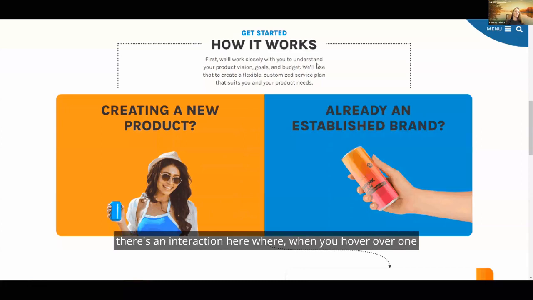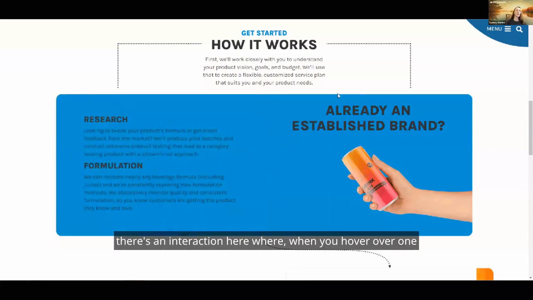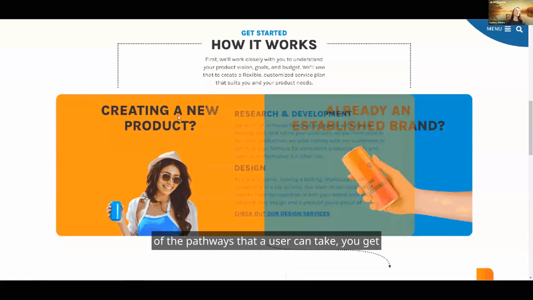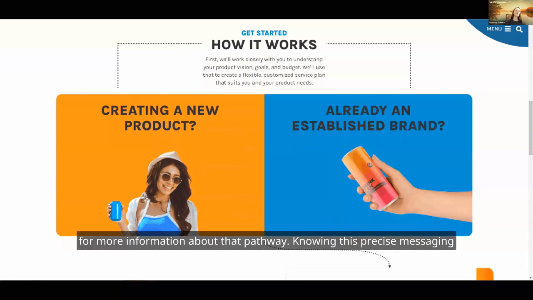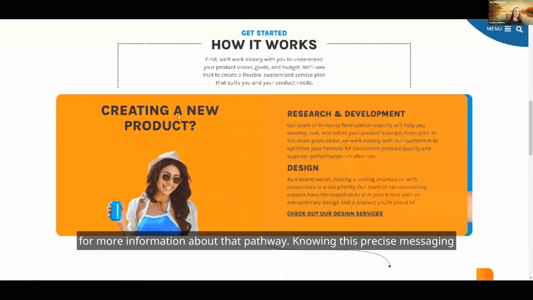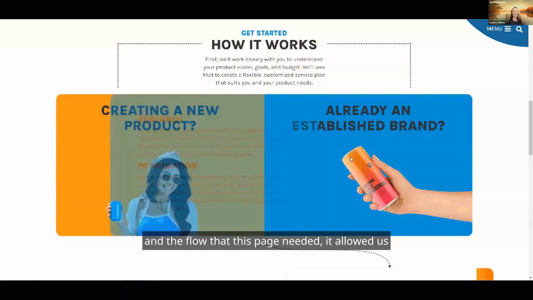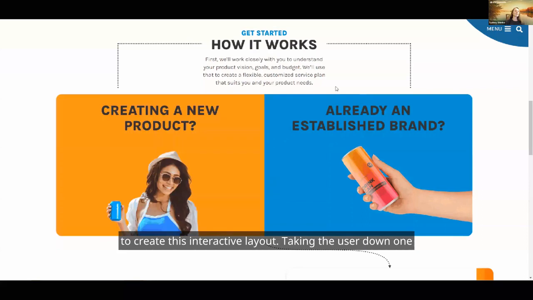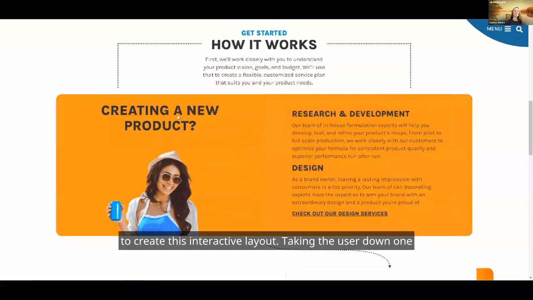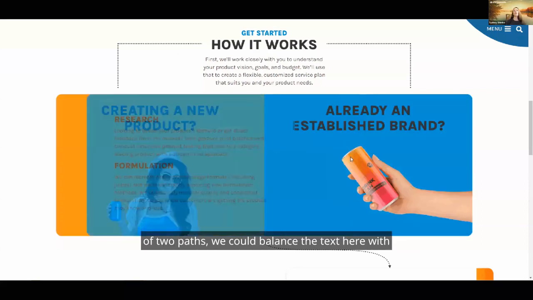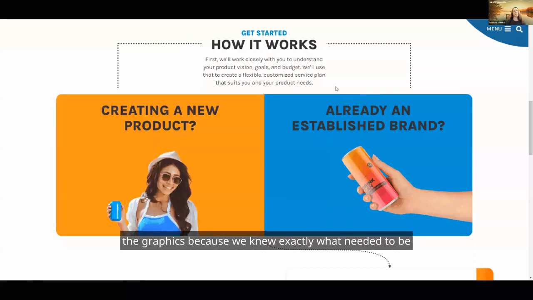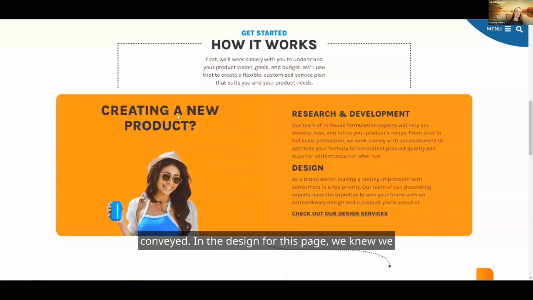In this example, you can see there's an interaction here where when you hover over one of the pathways that a user can take, you get more information about that pathway. Knowing this precise messaging and the flow that this page needed, it allowed us to create this interactive layout. Taking the user down one of two paths, we could balance the text here with the graphics because we knew exactly what needed to be conveyed.